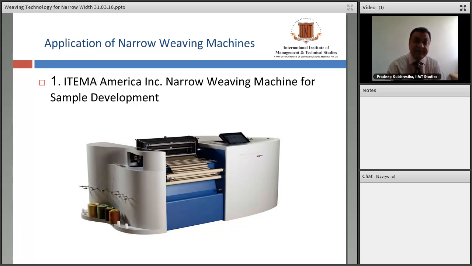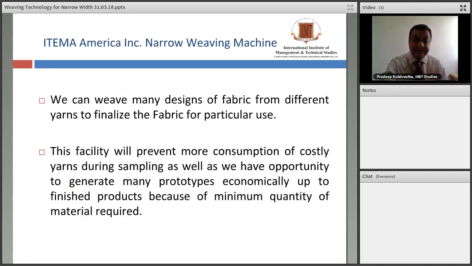Now if you see the machine, it is for sampling. What happens if we are making the sample? We will take minimum inputs for more and more outputs to decide a big length commercially. So we cannot make a full width sample up to the ability of the facility because cost is a very important concern here. So narrow looms are good to weave these narrow fabrics.